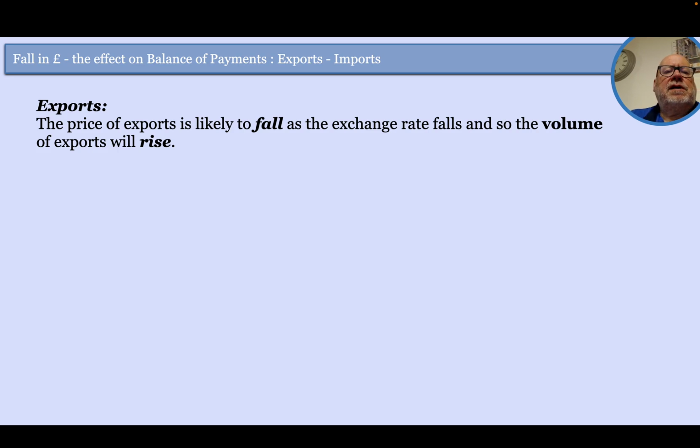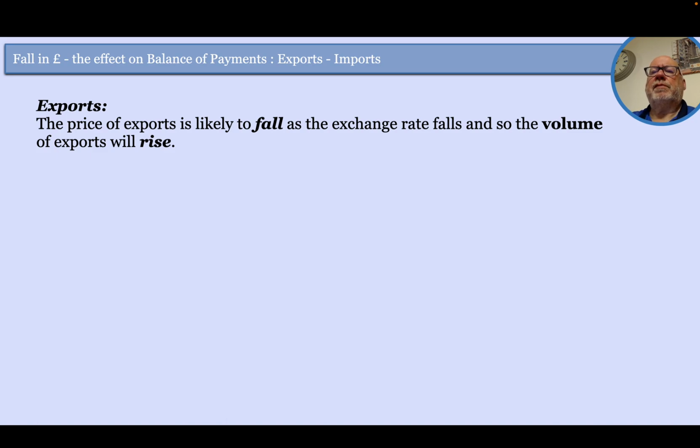Okay, so in the final video that we're going to look at, what is the effect of a fall in an exchange rate. So this could be a fall in the exchange rate, it could be a depreciation, it could be a weakening of your currency, it could be a devaluation if you've got a fixed exchange rate system or a managed float as well.